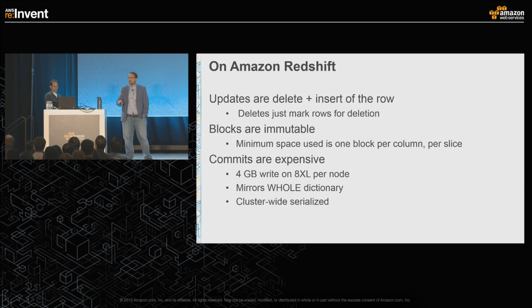Commits on Redshift are expensive because they're designed for batch processing. Every commit is about 4 gigabytes write on each node on an 8XL node. It mirrors the whole dictionary from the leader node to the compute nodes for recovery, just in case you break right after the commit. And it's cluster-wide serialized. So there's no such thing as small commits on Redshift. You want to make the most of it. Batch your work and do many steps and then a single commit.